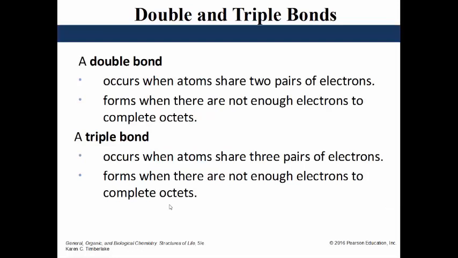Alright, now we'll move on to double and triple bonds. Everything we talked about so far has just been regular single bonds. Now a double bond will occur when atoms share 2 pairs of electrons. And this is usually formed when there aren't enough electrons to complete the outermost shell. So sometimes these bonds will double up in order to fulfill that outermost shell to make it more stable. And a triple bond is when atoms share 3 pairs of electrons. And just like with the double bond, it's usually formed to help make the atom much more stable, when there aren't enough electrons to go around to make the outermost shell full.